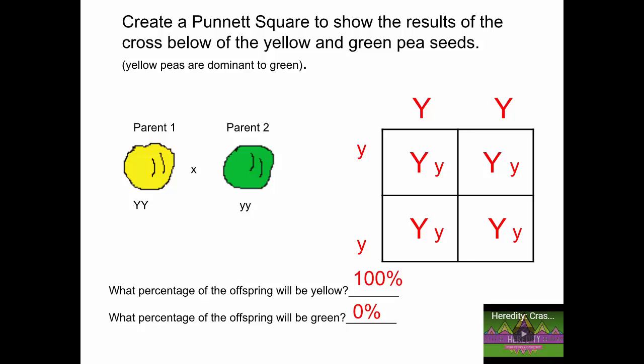What if they were all big Y's? What would the inside look like? If they're both homozygous dominant. Haley? Yeah, they'd all be big Y, big Y. What percentage would be green? 0, because they're all big Y, big Y. Yellow is the dominant. Yeah.